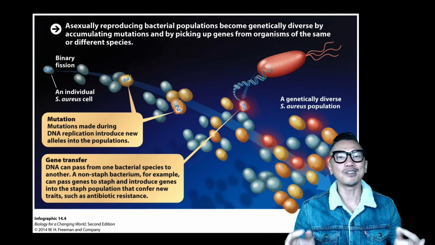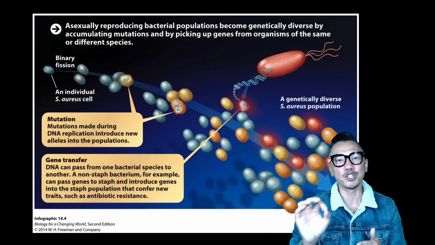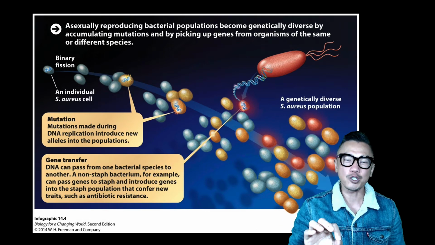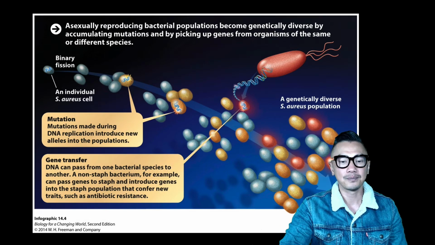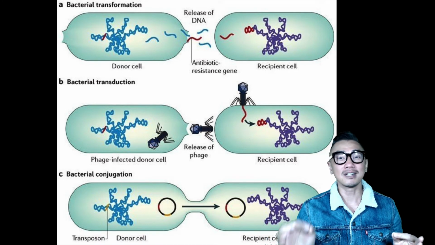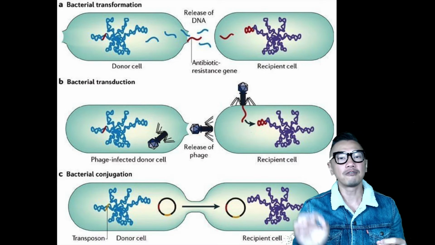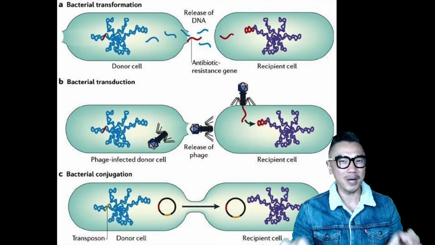This infographic summarizes how bacteria acquire new alleles and create genetic diversity through mutation and gene transfer. This infographic shows how bacteria can get new DNA or new alleles from their environment, from viruses, and from other bacteria.